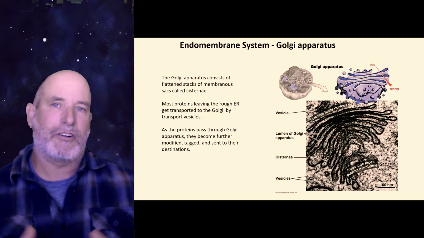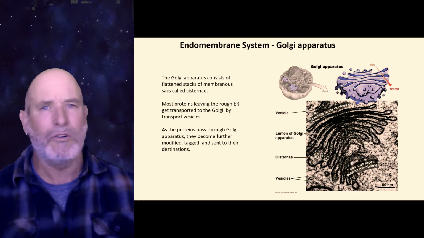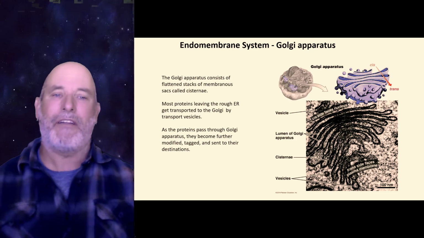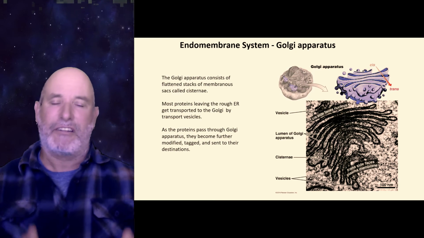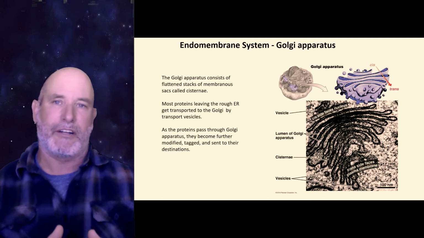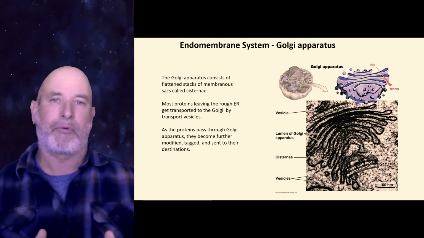We got another structure that's not directly attached to the endoplasmic reticulum, and this is called the Golgi apparatus. I just call it the Golgi bodies. Now, the Golgi bodies are these flattened sacs. They look like pancakes, and each of these membranous sacs is called a cisternae. Now, what they do is they're involved with processing proteins.